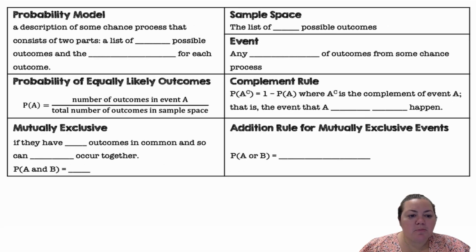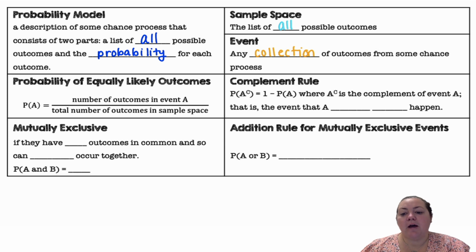All right, so a probability model is a description of some chance process that consists of two parts, a list of all possible outcomes and the probability for each outcome. The sample space is the list of all possible outcomes. An event is any collection of outcomes from some chance process. So when there's like two things that are happening, those things combine to make an event.